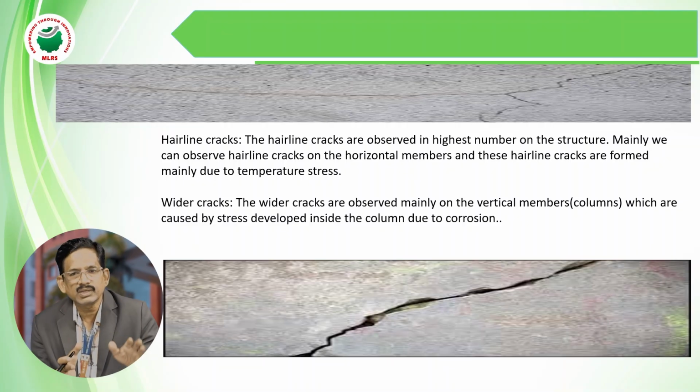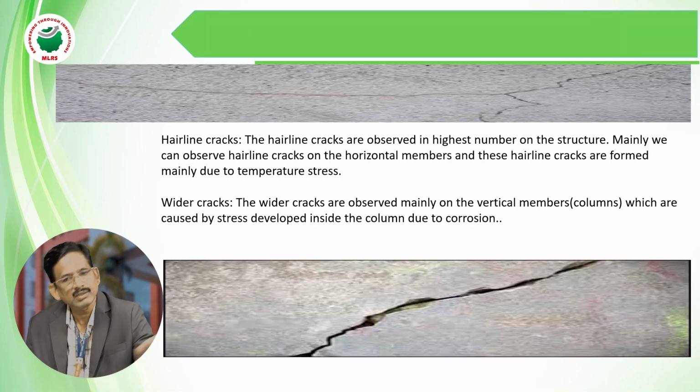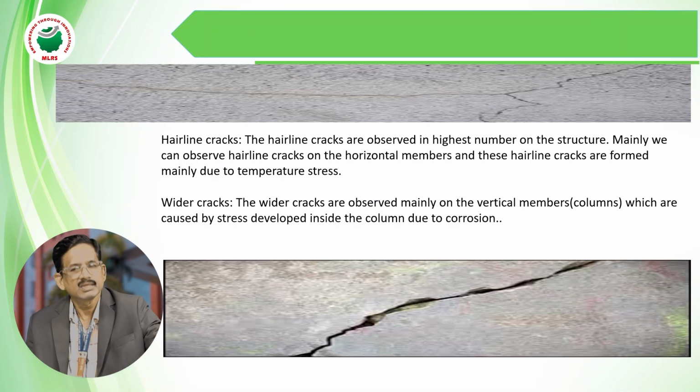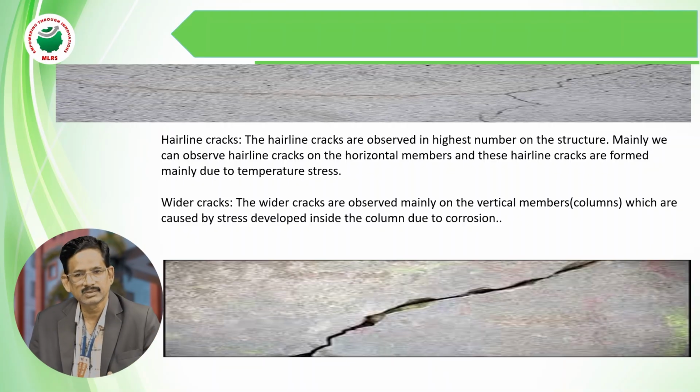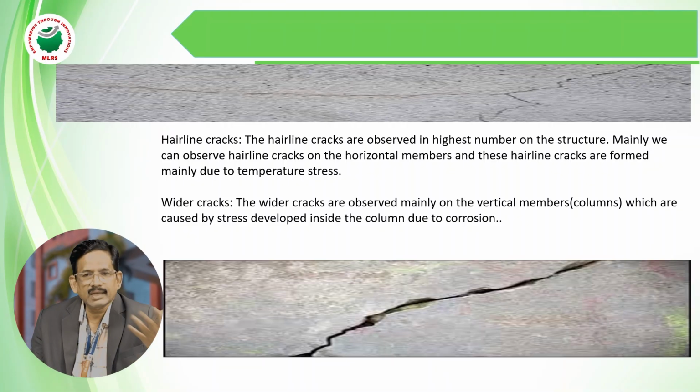Because of that, we are getting hairline cracks on the horizontal members. Horizontal members means the beam. Beam is a structural member, a horizontal member. Column is a vertical compression member. Slab is a plate. Is it right or not?